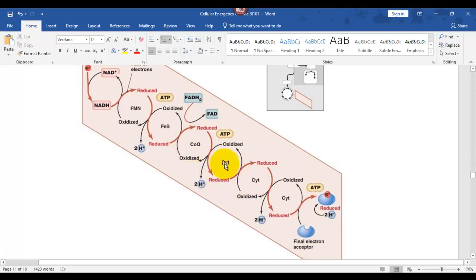cyanide earlier. Right in here, there's an enzyme called cytochrome C oxidase. Cyanide blocks it right there. So a person doesn't produce any energy. This whole thing stops right there.